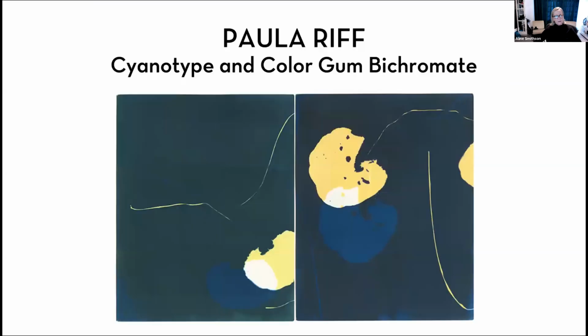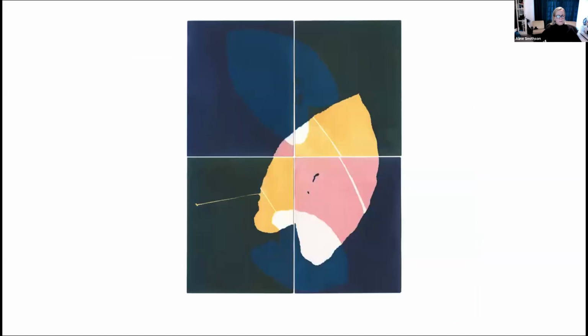Another artist that we unfortunately recently lost, Paula Riff, was working in cyanotype and color gum bichromate. These are all cameraless images where she is really creating art through photographic materials.